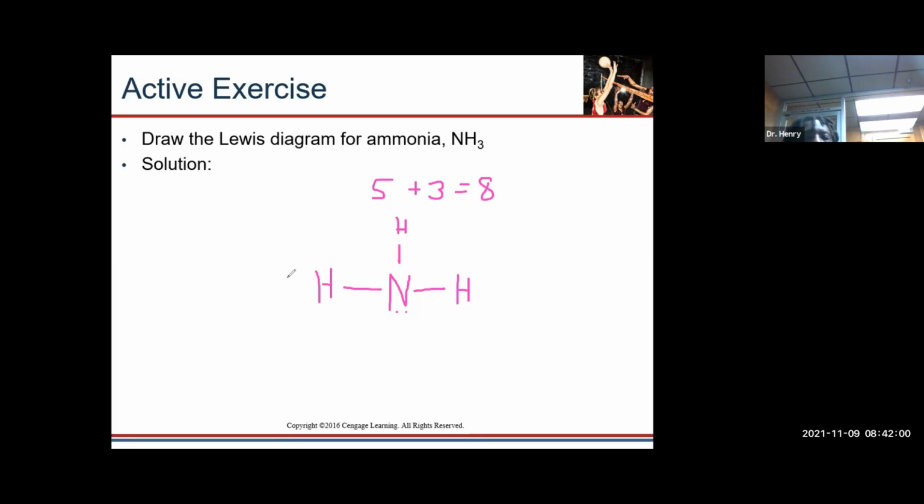Okay, good. Okay, so let's say we had water, H2O. Now, the question is, how do we determine which element is going to be the center element? The way that we determine that is by looking at the electronegativity. The element that has the strongest electronegativity is never going to be the center atom. The one that has the weakest electronegativity is going to be the center atom.